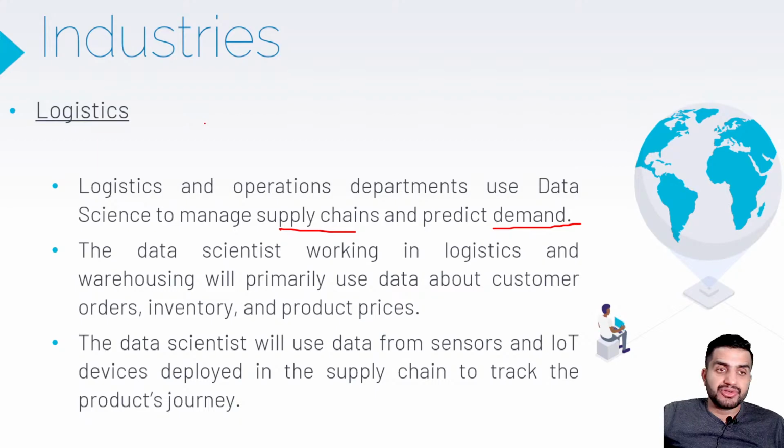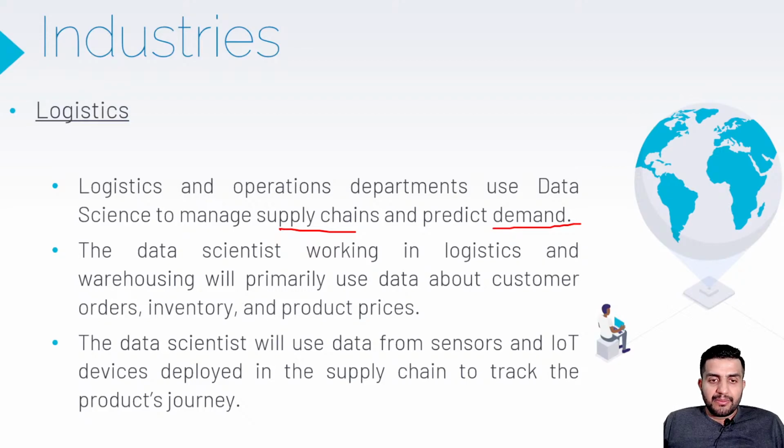So the logistical data science team would be primarily focused on forecasting the requirement of certain products in time, and accordingly how this can be modified so that we can be better prepared. Logistics and operations departments use data science to manage supply chain activities and also forecast or predict the demand. And the data scientists working in logistics and warehousing will primarily use data about customer orders, inventory, and the product prices. Again, very interesting.